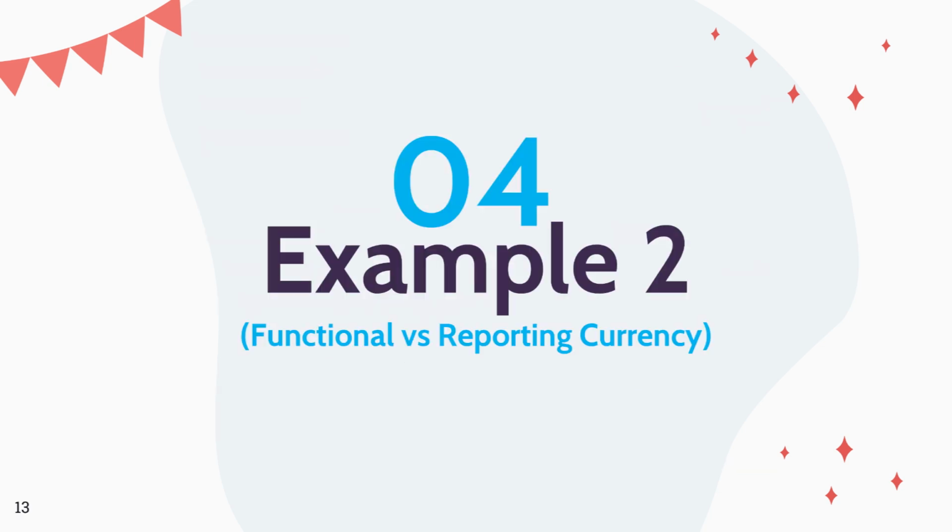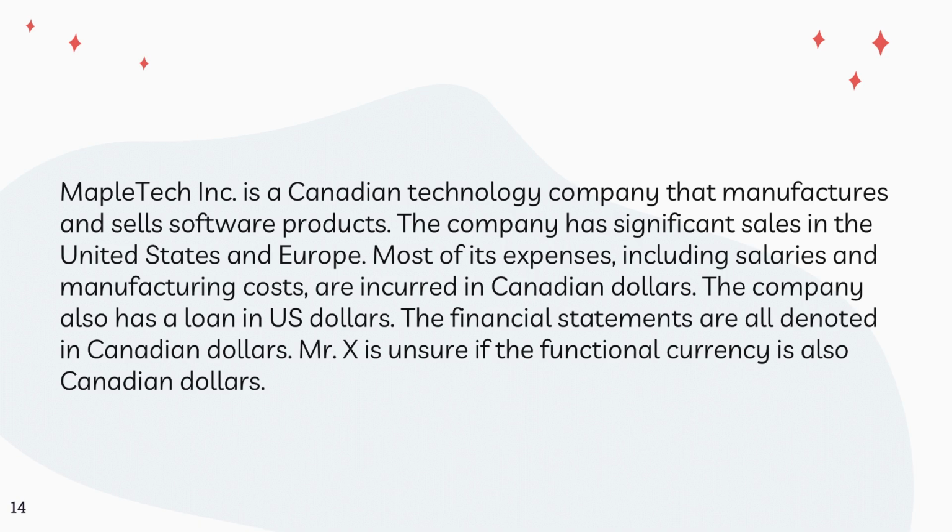So now let's look at a second example. This one's about functional versus reporting currency. Mapletech Inc. is a Canadian technology company that manufactures and sells software products. The company has significant sales in the United States and Europe. Most of its expenses, including salaries and manufacturing costs, are incurred in Canadian dollars. The company also has a loan in USD. The financial statements are denoted in Canadian dollars, and Mr. X is unsure if the functional currency is also Canadian dollars.